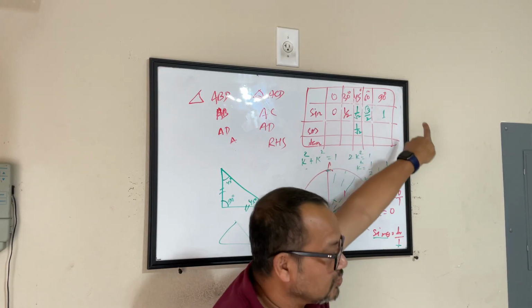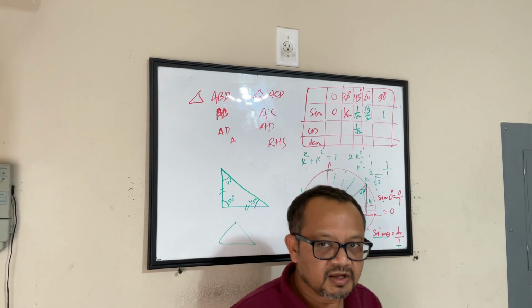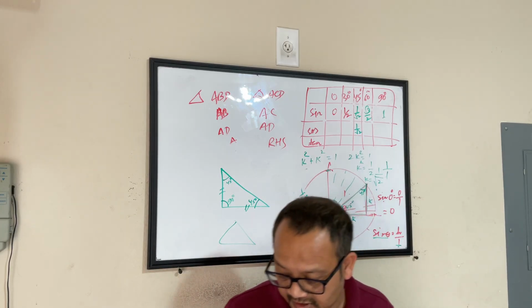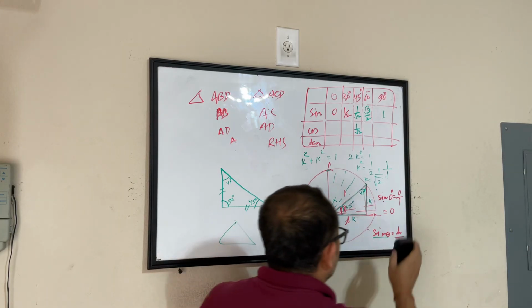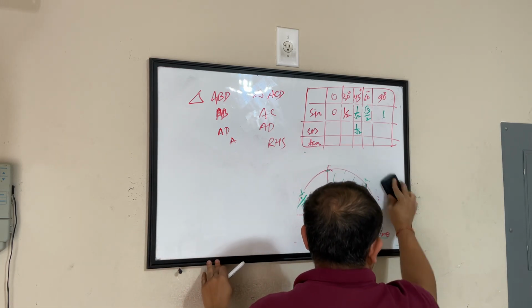So we fill this row and we fill one part of this row. Now there is something called the theorem of complementary angle. We'll use that for filling this table quickly.